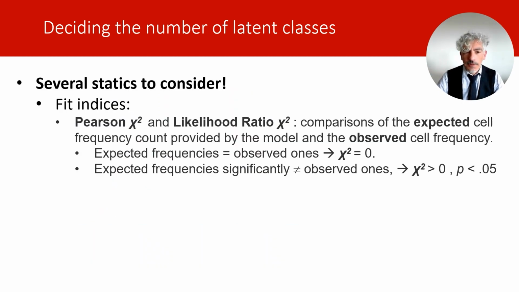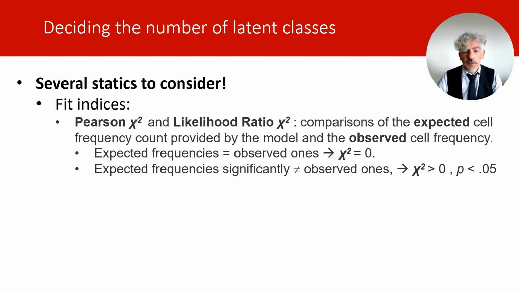So there are several statistics that we need to consider when we are deciding on the appropriate number of classes. The first ones are the fit indices. These report comparisons between the frequencies expected by the model and the observed frequencies. So if the latent class model produced expected frequencies that are very similar to the ones we have observed, the value of these indices will be low. Conversely, if the values of these indices are high and significantly different from 0, this will indicate that the latent class model we are testing provides a poor fit.